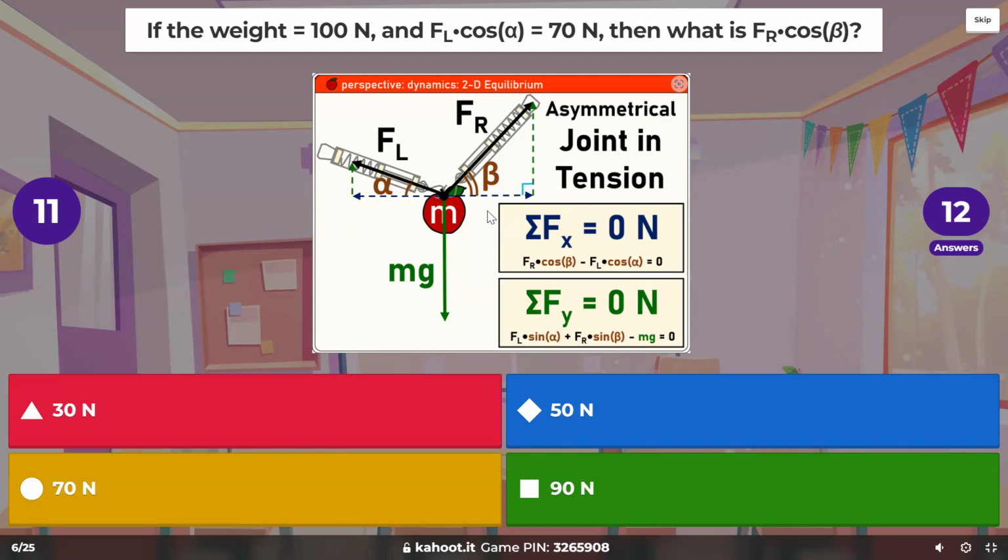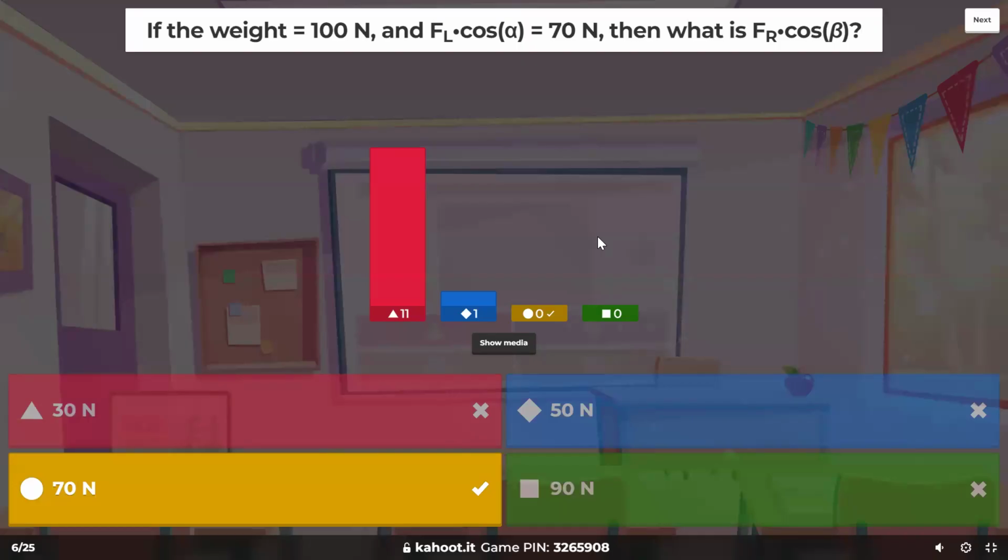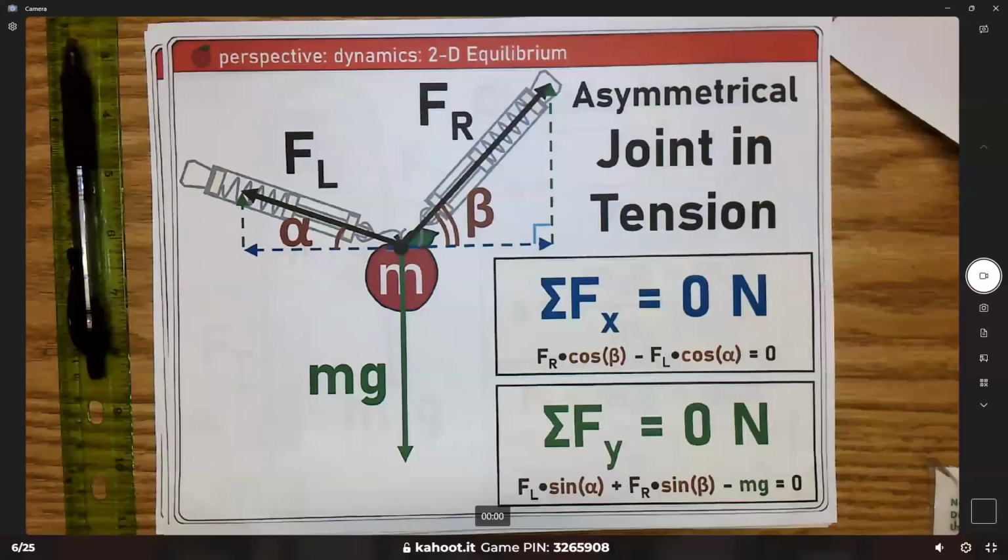So the guiding principle is this blue equation here. The sum of the forces in the x direction has to zero out. So 70 left, 70 right would cancel out with that. 70 plus negative 70. No winners. Let's take a look here.